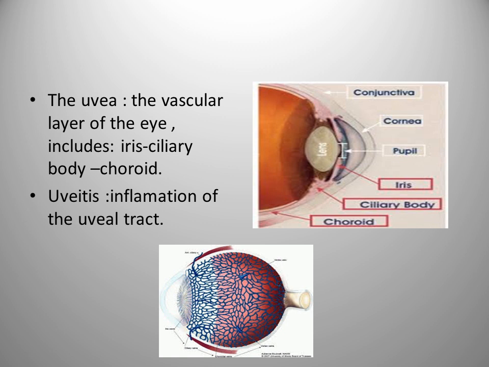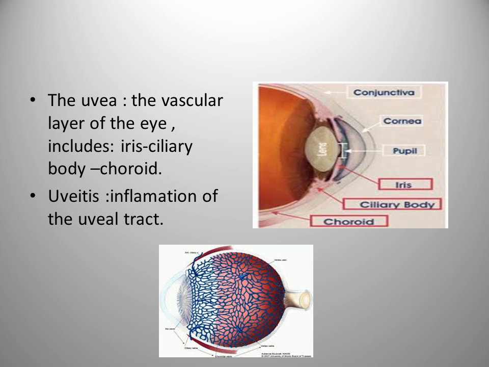The uvea, or the uveal tract, is the vascular layer of the eye, so it is the nutritive layer. It includes the iris, the ciliary body, and the choroid. The ciliary body, as you know, is composed of the anterior ciliated part, which gives rise to the attachment of the zonules for the lens, and the posterior plain non-ciliated part, which is called pars plana.